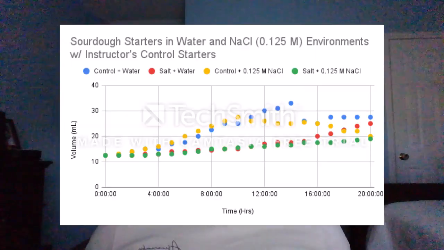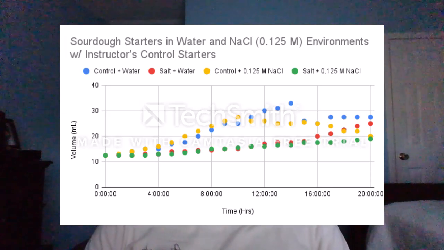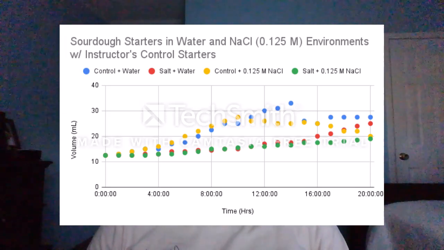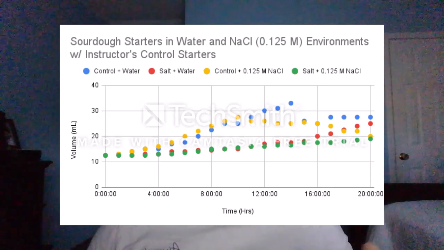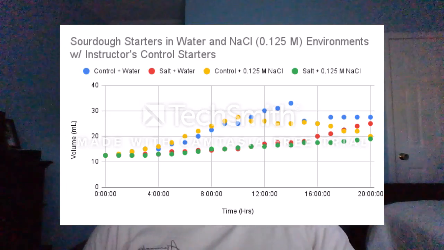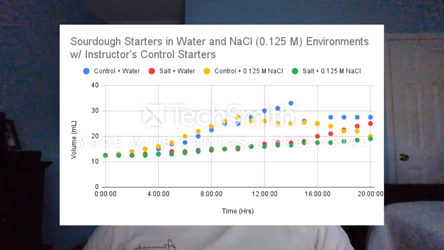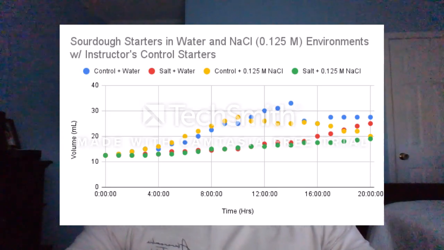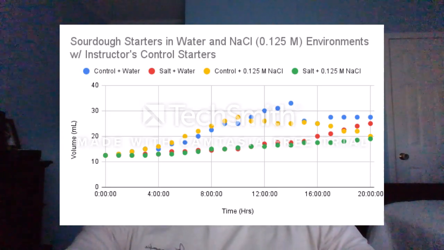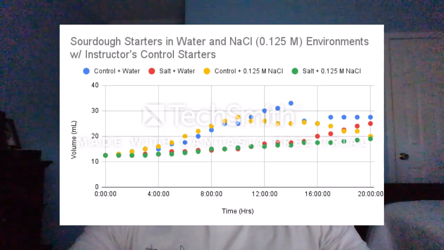Based on our graph, our salt sample, which is labeled in green, did not gain any noticeable resistance to salt. Our sample grew at the same pace as our instructor salt sample, which is labeled in red, that has been fed only plain water. They remained at the same pace until the 16-hour mark, where our salt sample started to maintain its growth at a constant rate.